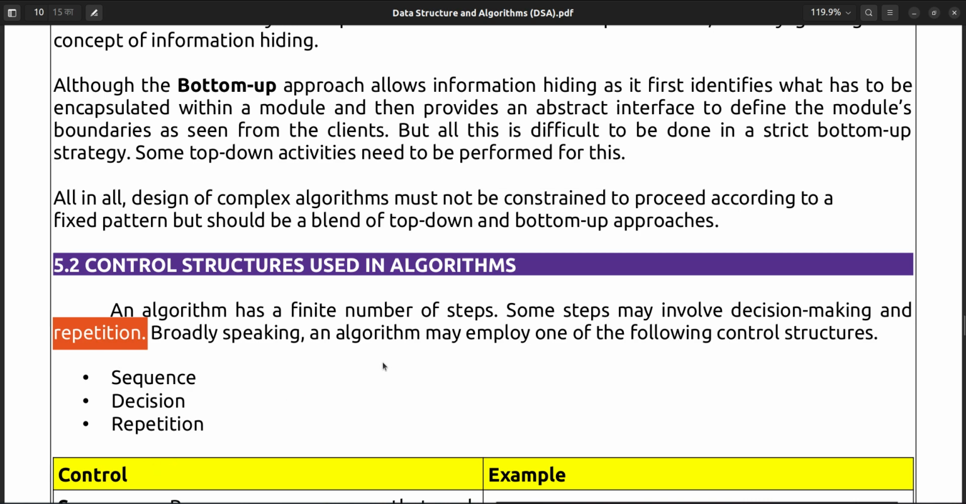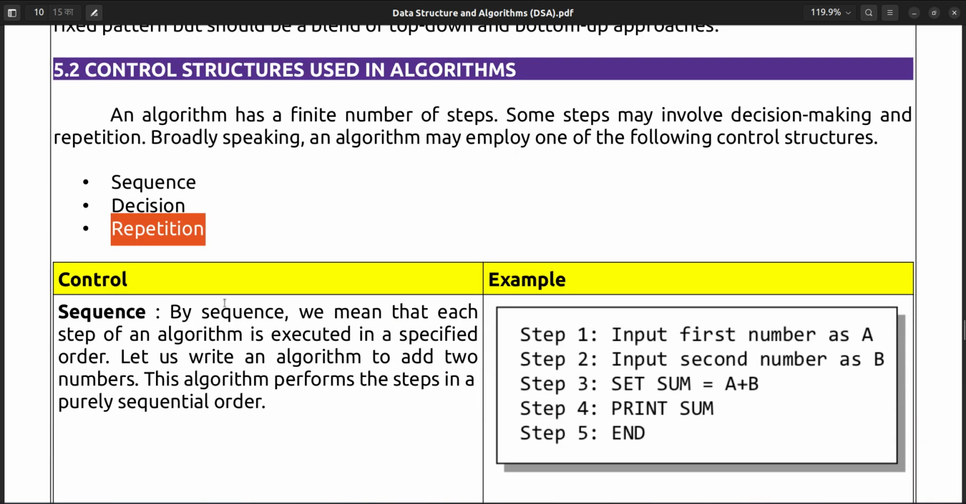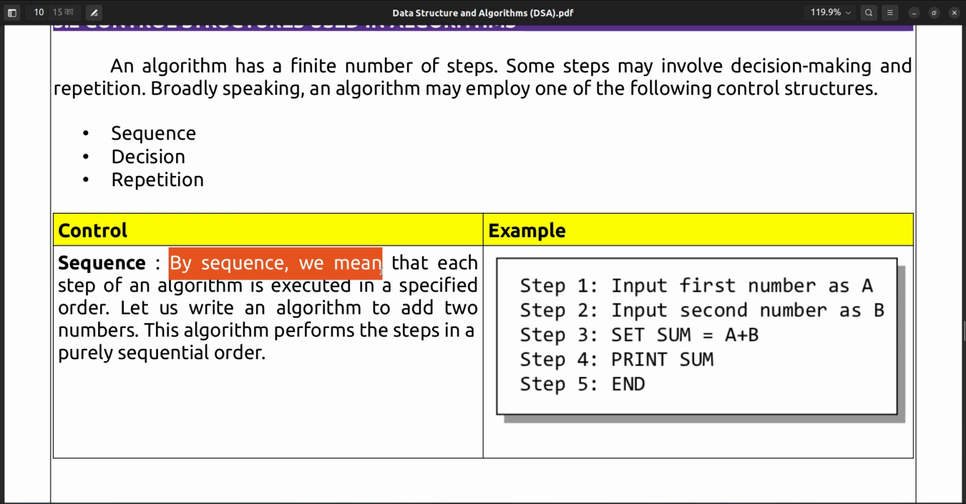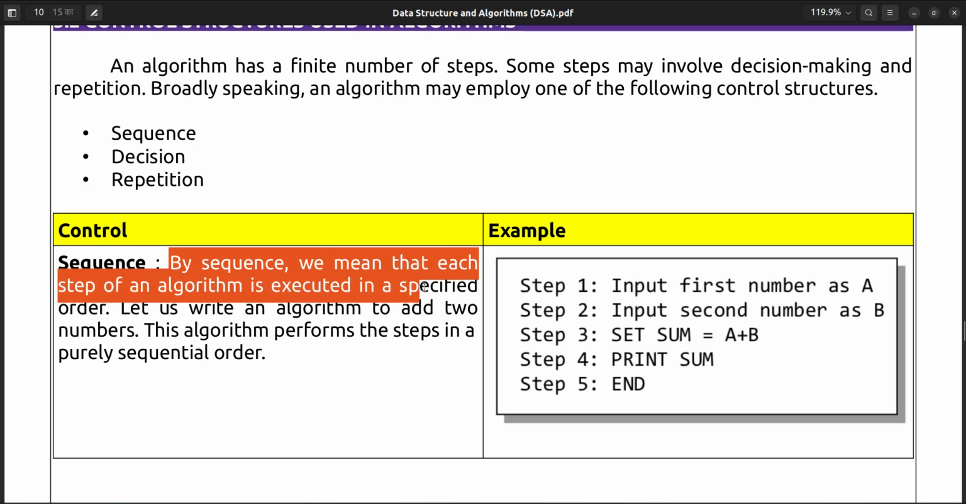So broadly speaking, an algorithm may employ one of the following control structures. It can have a sequence, or it can have a decision. Decision is your if else conditions. Repetition is your loops, whatever you use in your programming. So what is a sequence? By sequence we mean that each step of the algorithm is executed in the specified order, the same order.